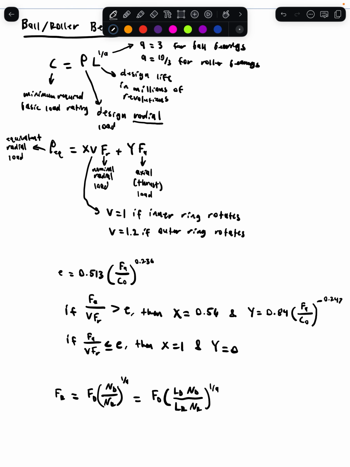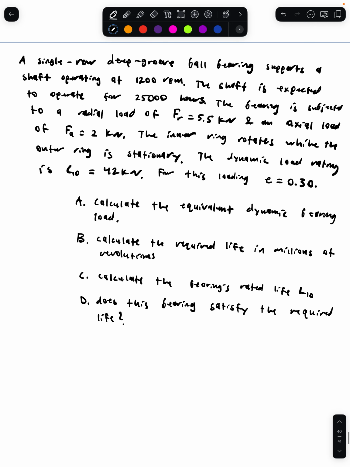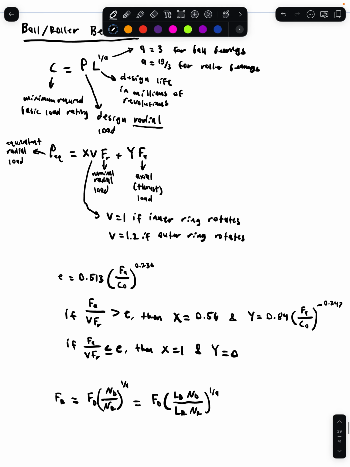But yeah, so I have an example problem here to go through. A single row deep groove ball bearing supports a shaft operating at 1200 RPM. The shaft is expected to operate for 25,000 hours. The bearing is subjected to a radial load of 5.5 kilonewtons and an axial load of 2 kilonewtons. The inner ring rotates while the outer ring is stationary. The dynamic load rating is C sub 10 equals 42 kilonewtons. This is the same C as is up here.